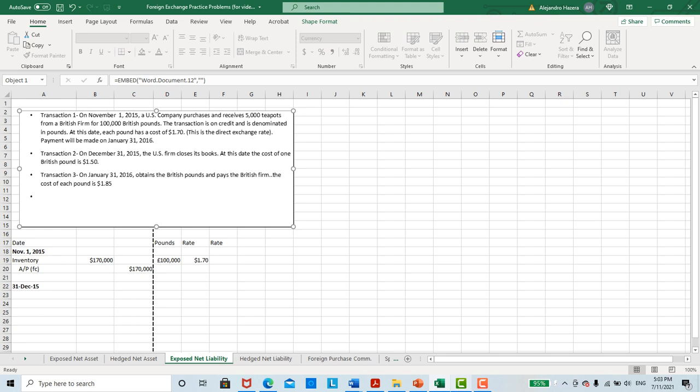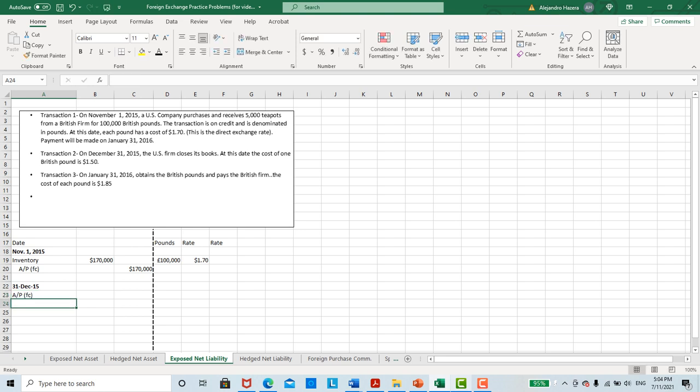Okay, and at this date, each pound, the original rate was $1.70. Now it's $1.50. So that means that we're going to have a debit to accounts payable FC, and we're going to have an exchange gain here. You know it's an exchange gain just because it's going to be a credit, but it makes sense. And so it's still 100,000 British pounds.